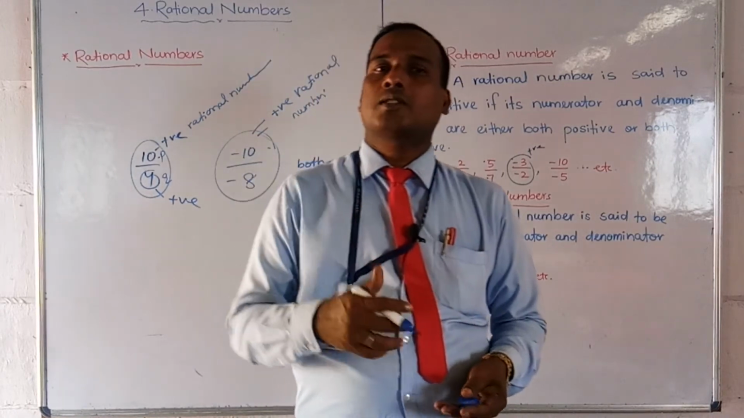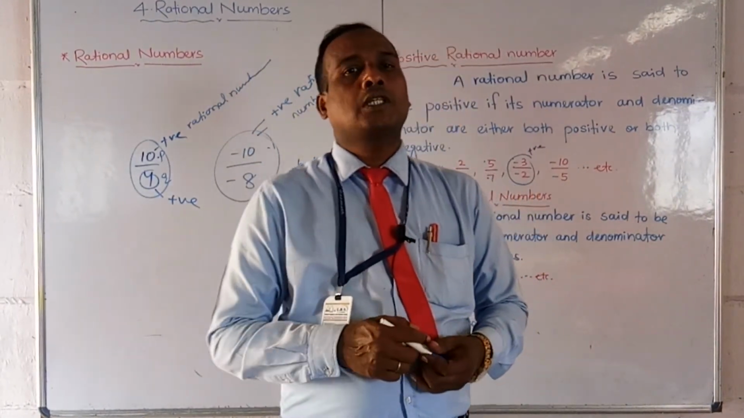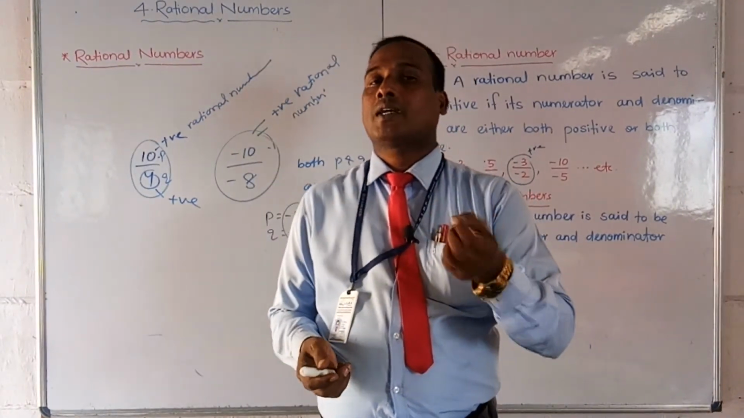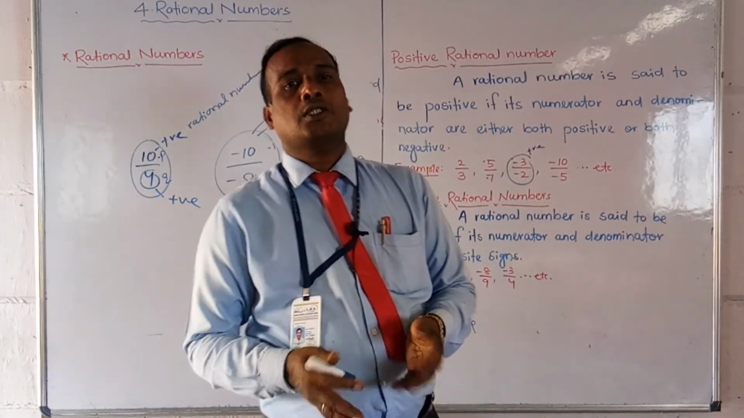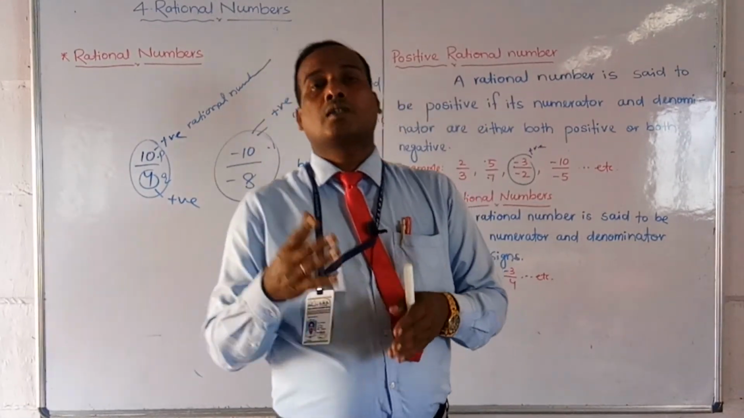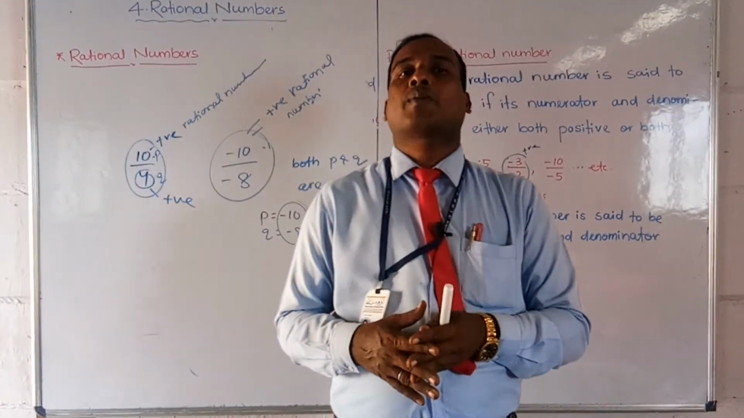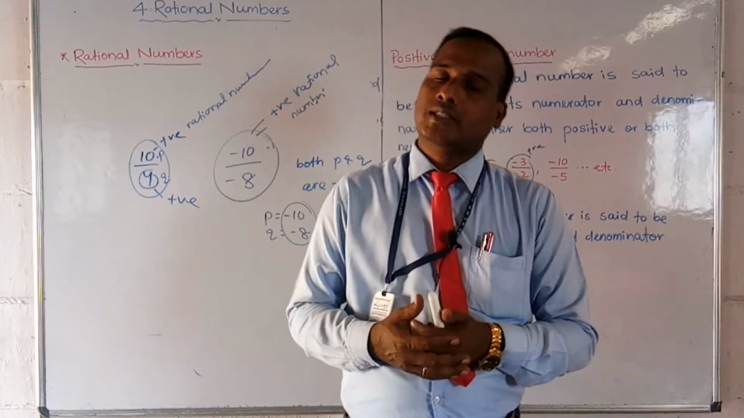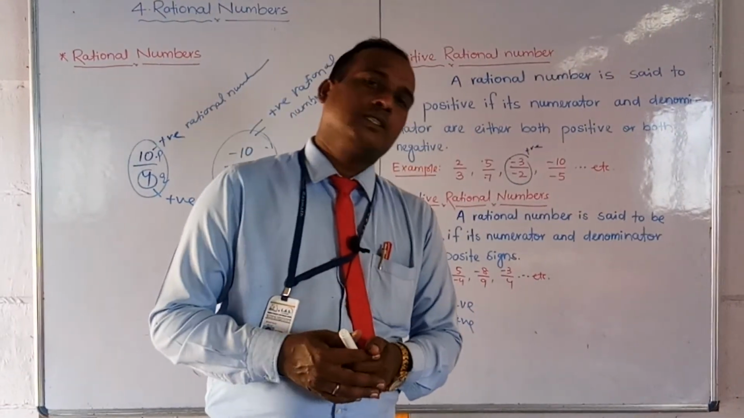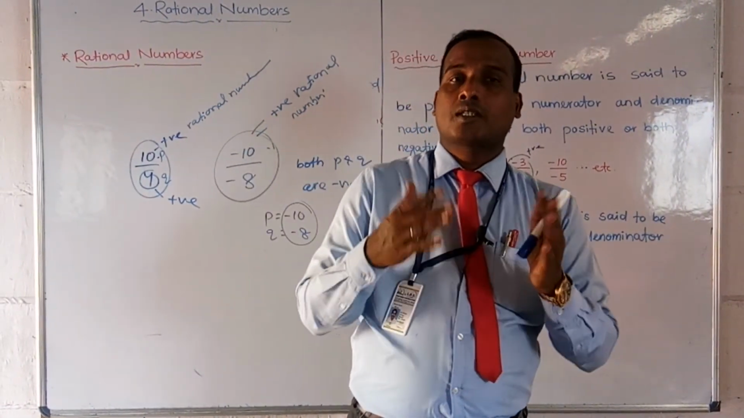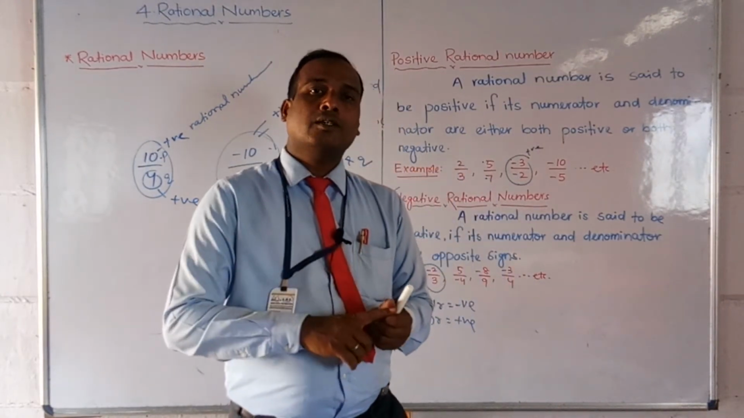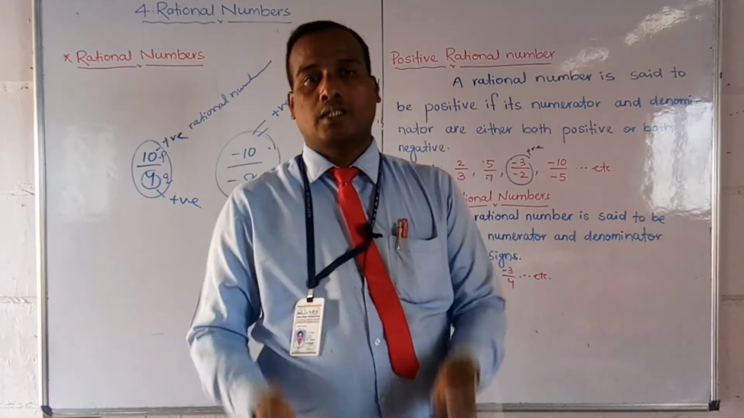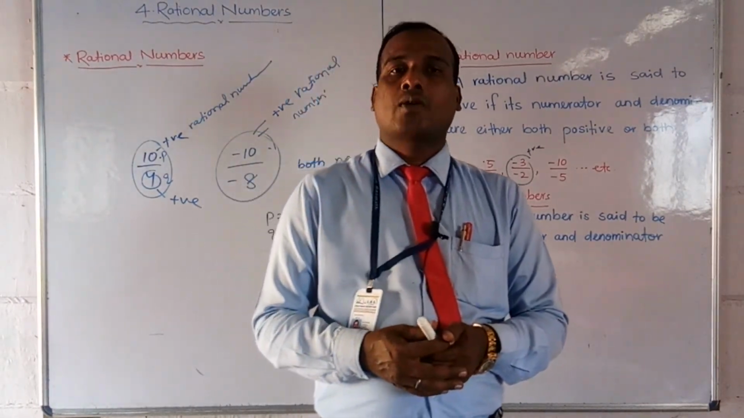Tomorrow, in the second video, we will see what an equivalent rational number is and how to test for equivalent rational numbers. Just to remind you, an equivalent rational number means: whenever we cross multiply the numerator and denominator of two rational numbers, if both products are the same, then we can say they are equivalent rational numbers.